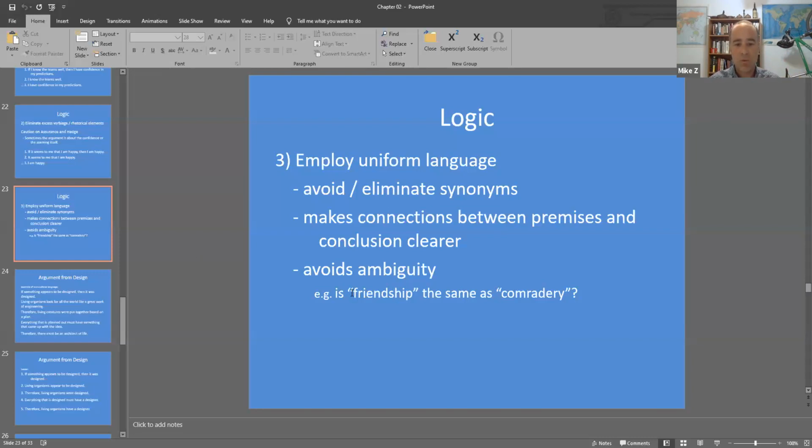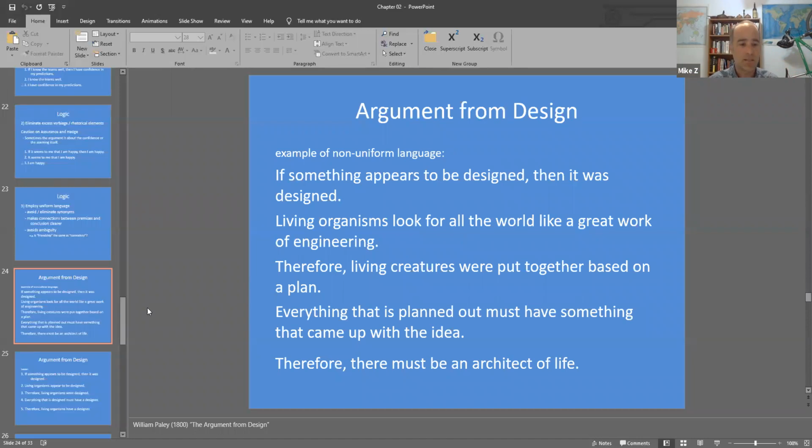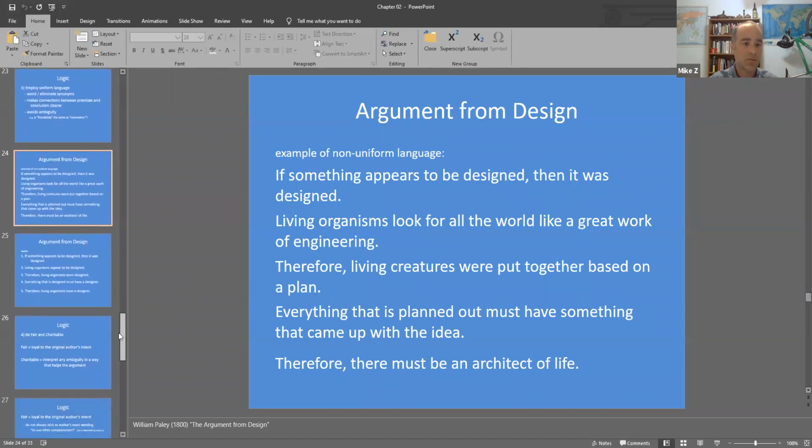So if somebody at one point in their essay is talking about friendship and then they start talking about camaraderie, okay, those are sort of synonyms, but are they exactly the same thing? Well, maybe that's going to throw us off and make it a little bit tougher to really zero in on how good their argument is. So here's an example. And this is actually another really famous argument.